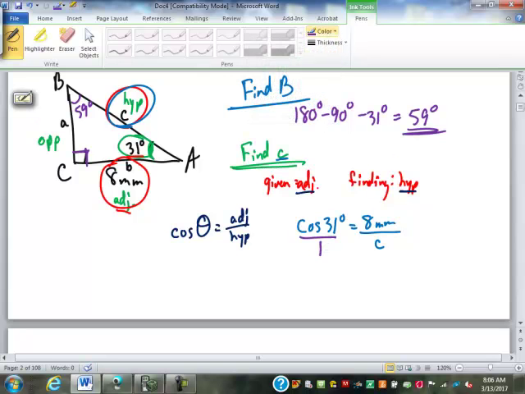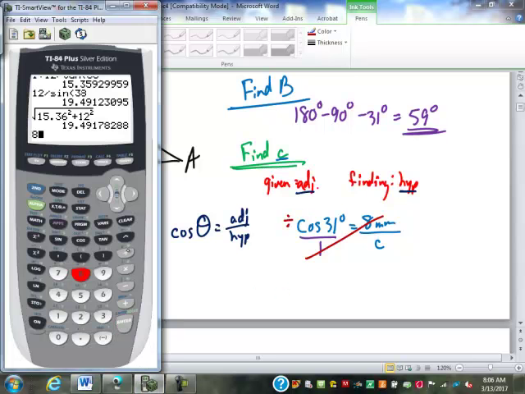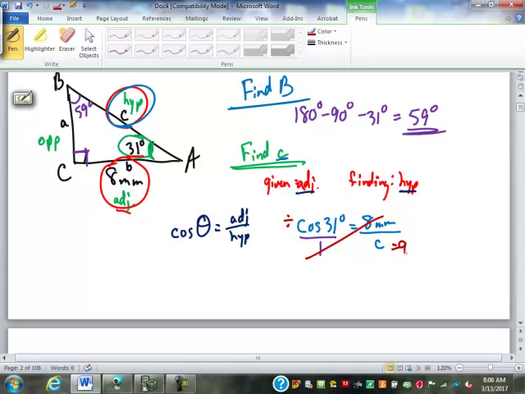We put this over 1. And now we're going to cross multiply and divide to find C. 1 times 8 is 8, divided by the cosine of 31. Is 9.333. So C here is 9.33 millimeters.